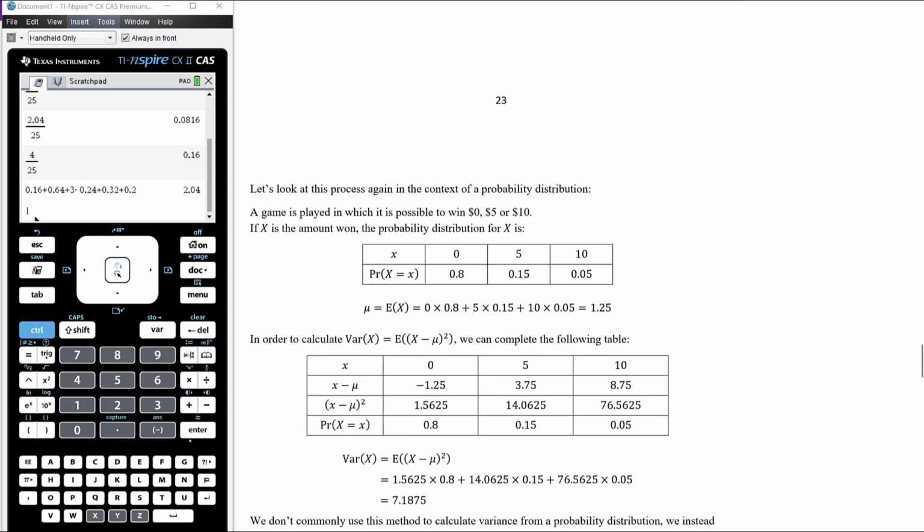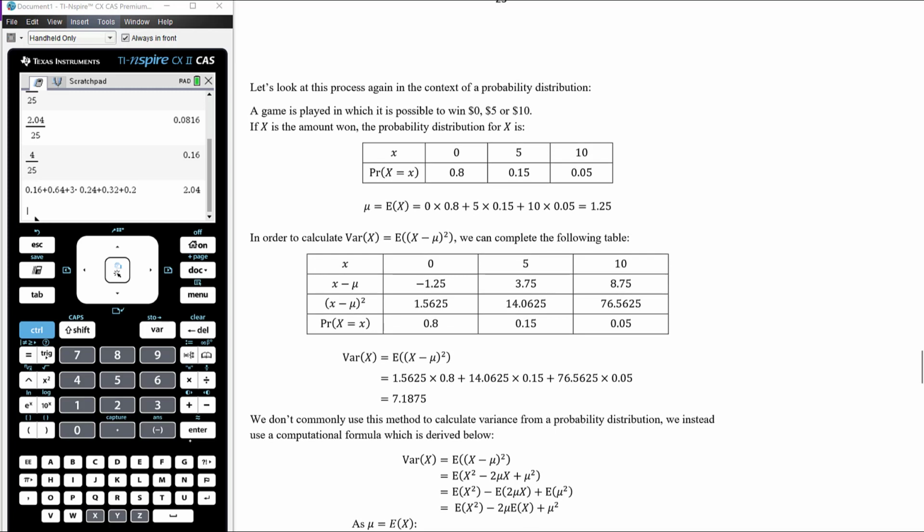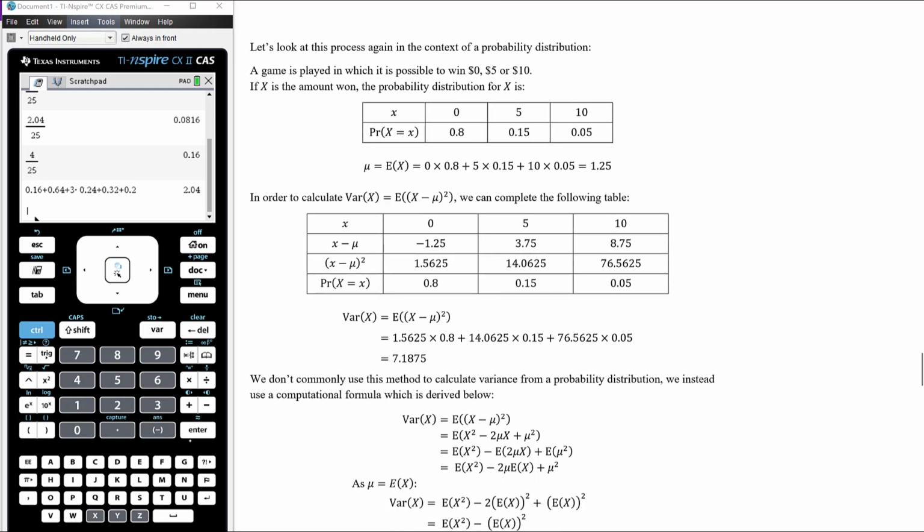Okay, so let's have a look at this process again in the context of a probability distribution. So I've done all the maths here just to talk through, just to make a point. So a game is played in which it's possible to win $0, $5, or $10. If X is the amount won, the probability distribution is this. And so we can work out the expected value of X just as we looked at before, and it is 1.25. So in order to calculate the variance, we would be subtracting the mean from each of the data values, so subtracting 1.25, which is what's happened from that first row to the second row. Then we square those values, that's what's happening from the second row to the third row.